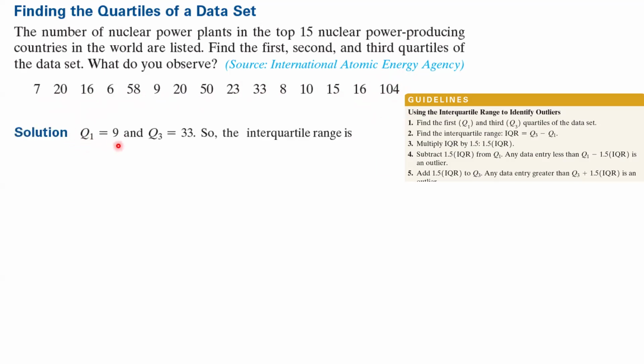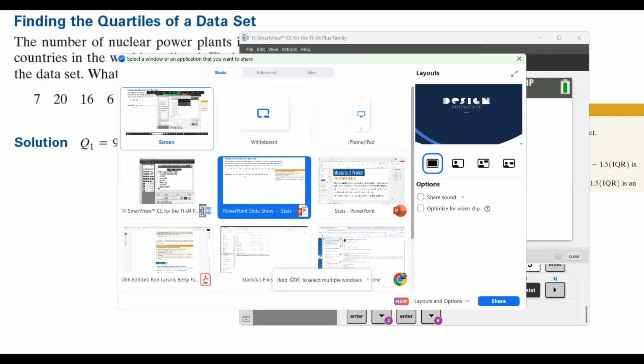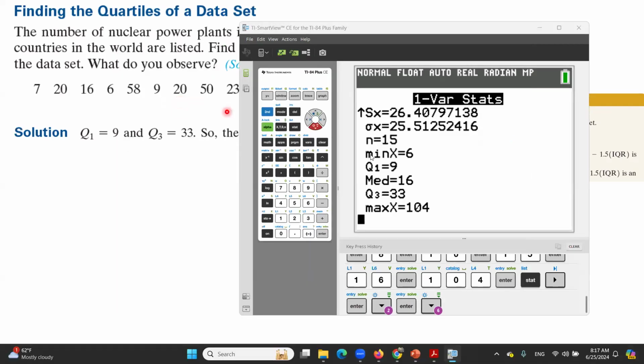Remember that the first quartile is 9 and the third quartile is 33. You can take a look at our calculator. We did all of these calculations. Let's go back here. The minimum of the data set is 6. Q1, or the first quartile, is 9. The median, or Q2, is 16. Q3 is 33 and the maximum is 104.